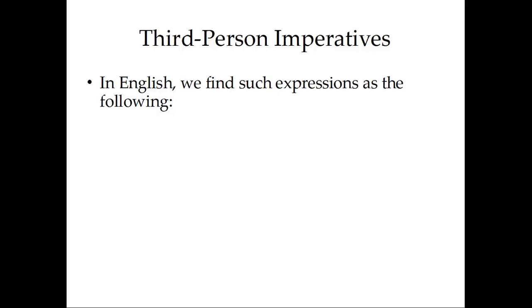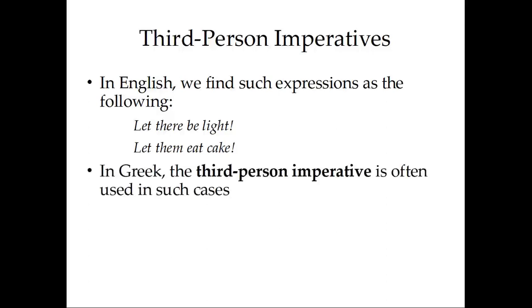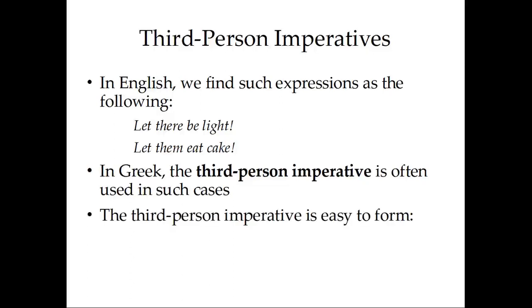In English, we find such expressions as the following. Let there be light. Let them eat cake. In Greek, the third-person imperative is often used in such cases. We mentioned earlier on that there's a third person for the imperative mood in Greek, and we're going to look at that today. The third person imperative is easy to form. We have, so far, present and aorist aspects, and singular and plural. And once again, it's third person, so we're talking about a he, she, or an it. Let light be. Let them, plural, or him or her, singular, eat cake.